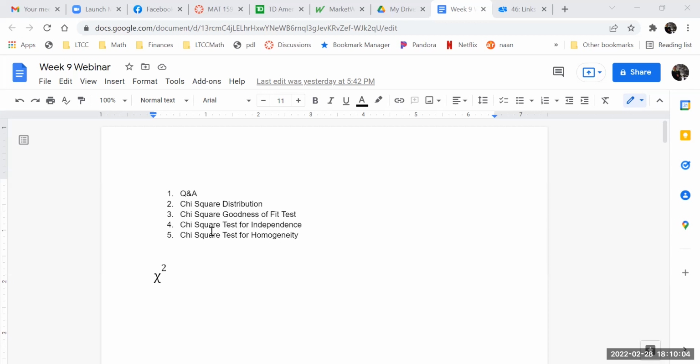Okay, if there are no questions, then let's talk about the chi-square distribution. The first thing is, this is the way you write it. It's not an X, by the way. It's kind of a curvy, tall X, but it's not. It's a Greek letter. The Greeks got to it way before we got to it. And the letter is called chi, C-H-I.